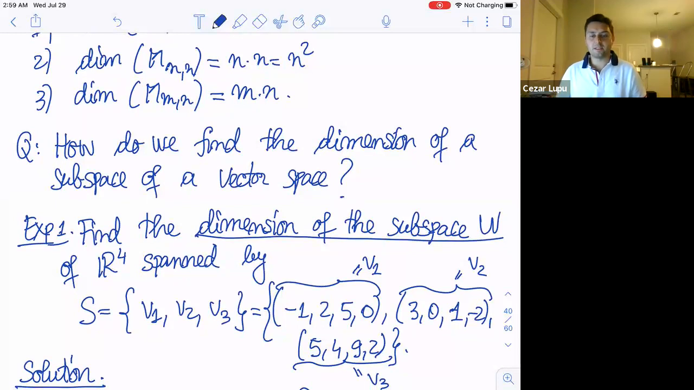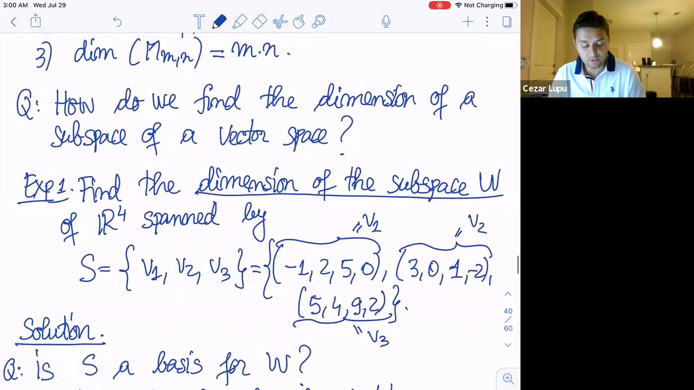I need to find the dimension of the subspace W of R4 spanned by S, which consists of these vectors in R4. So I have three vectors in R4. As you can see, the first one is given by -1, 2, 5, 0. The second one is 3, 0, 1, and -2, and the third one is 5, 4, 9, and 2. Okay, let's see. The first question I need to address is: is S a basis for W?